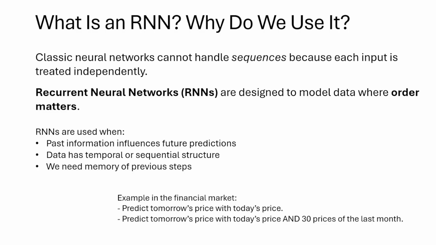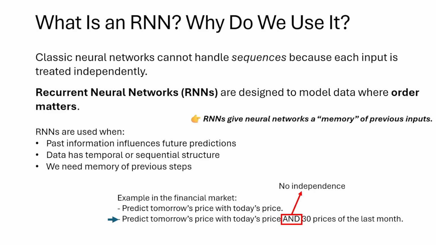Would we rather predict tomorrow's price of a certain stock or security with today's price, or would it be better to predict tomorrow's price with today's price and also the 30 prices of the last month? Obviously it's the second option, because we cannot read today's price, yesterday's price and the day before that independently, because they influence each other. This is where RNN comes in handy, because it basically gives the neural network a memory of the previous inputs.